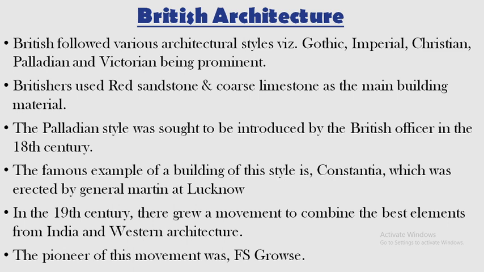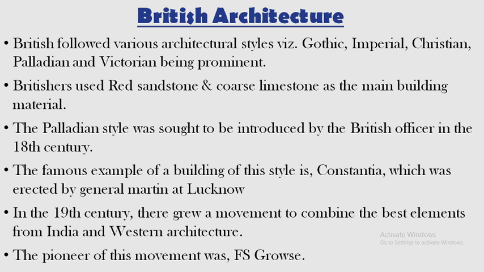The next is British architecture in India. The British followed various architectural styles, the Gothic, Imperial, Christian, Palladian, and Victorian being the prominent ones. The British used red sandstone and coarse limestone as the main building material. The Palladian style was sought to be introduced by the British officers in the 18th century. The famous example of a building of this style is Constantia, which was erected by General Martin at Lucknow.